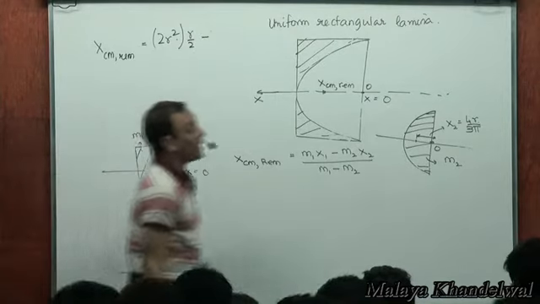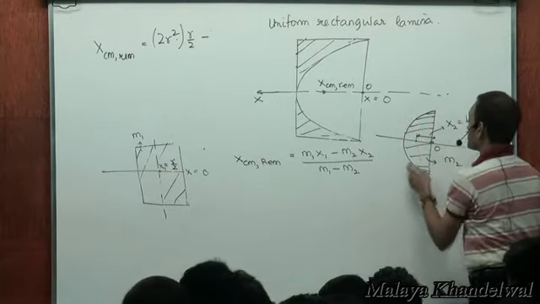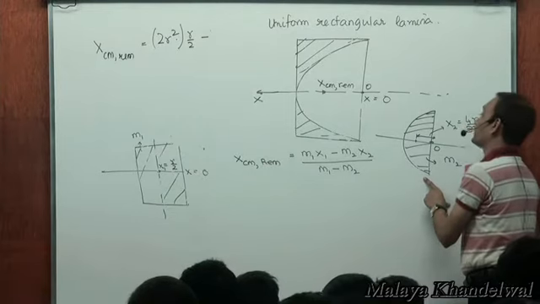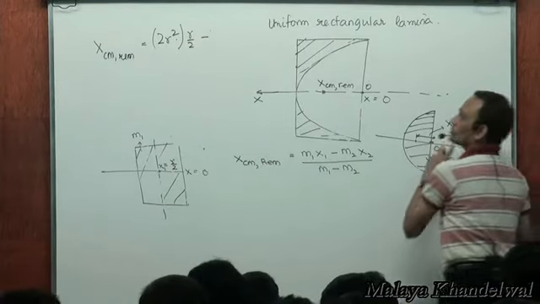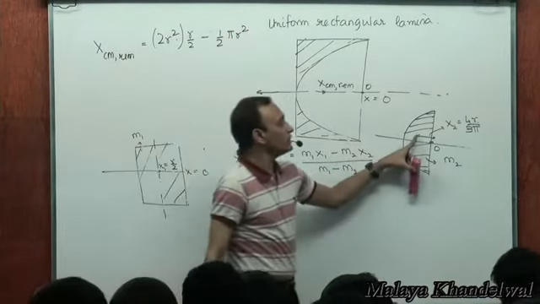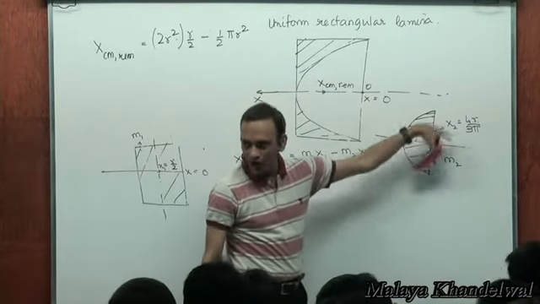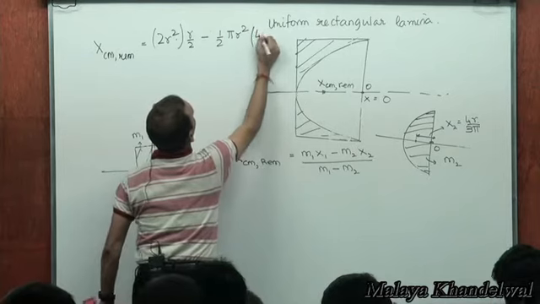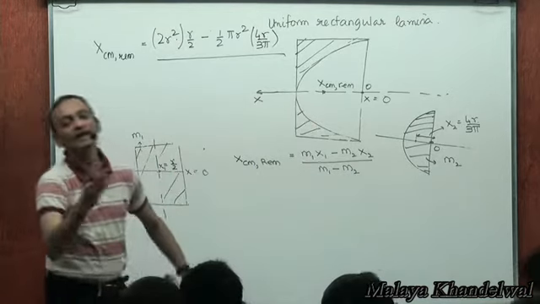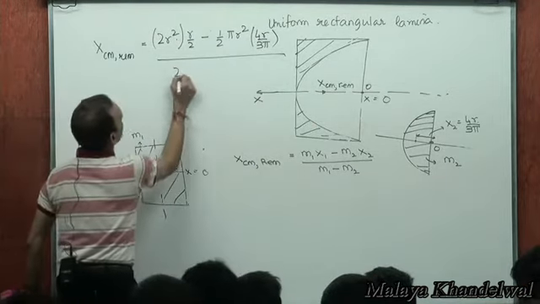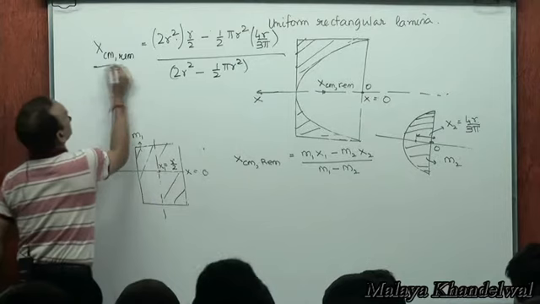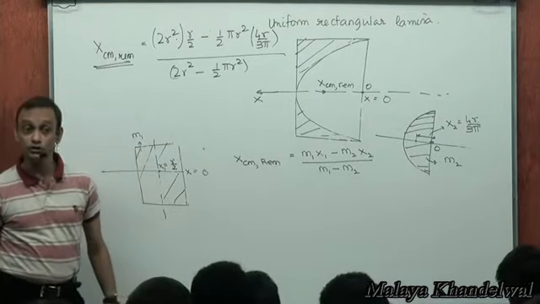minus the x coordinate of mass of this. Now mass of this will be proportional to the area of this. What's the area of this? Half pi r squared. So area into x2. So minus half pi r squared into the x coordinate of the center of mass of the removed portion, which is 4r by 3 pi, divided by, instead of saying m1 minus m2, I could say a1 minus a2, which is 2r squared minus half pi r squared. That will give you the x coordinate of the center of mass of the remaining portion. This is how you could locate that.